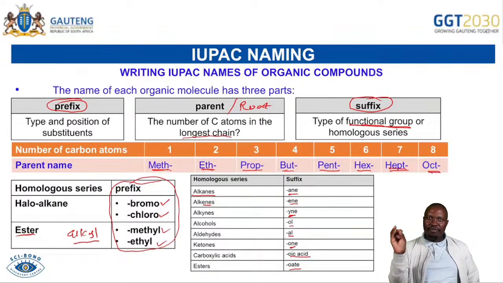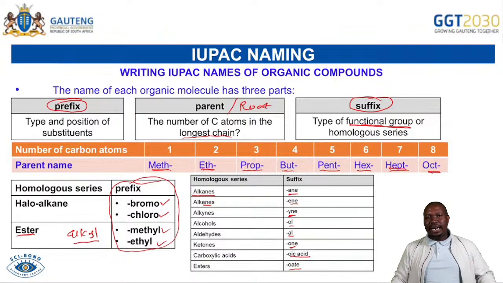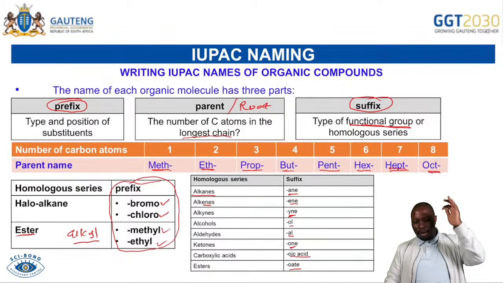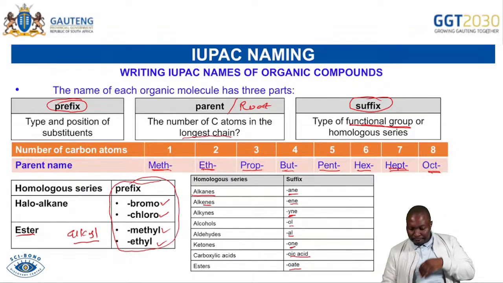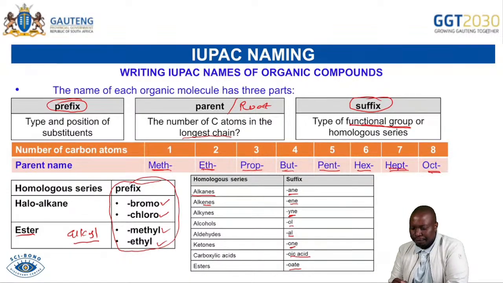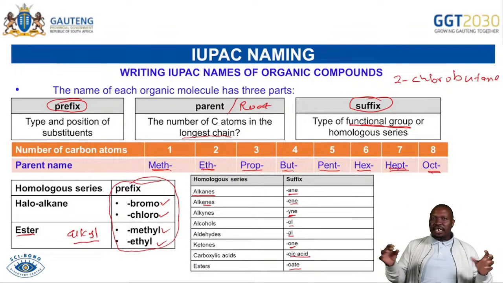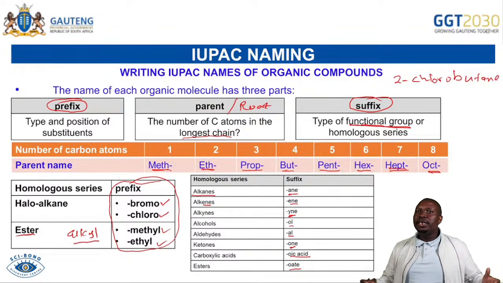The suffix is from the functional group, and the prefix, how the name starts, will be determined by the presence or absence of the substituents. We said the substituents we're focusing on, the biggest four, are your chloro, your bromo, your methyl, your ethyl. Now, I said I'm giving you an example of a name called 2-chlorobutane. When you are dissecting this name, is when you will see the three parts and you'll be able to appreciate the meaning of them.